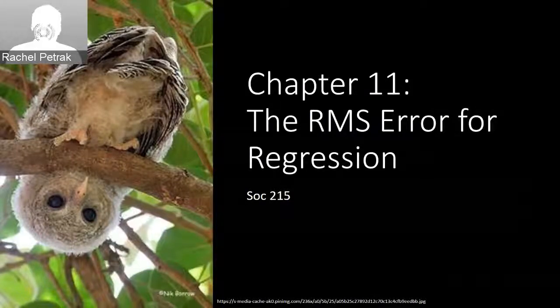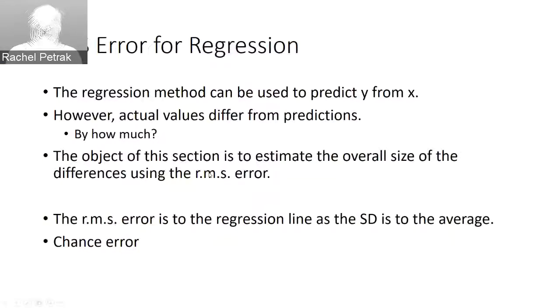In our next unit, we look at the RMS error for regression. Error is a very important topic. It's one that we revisit over and over in statistics. And the reason it's so important is that chance error is always there in the measurement. There's always chance error in your variable measurements.